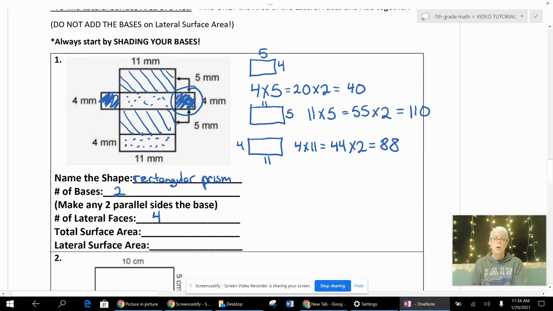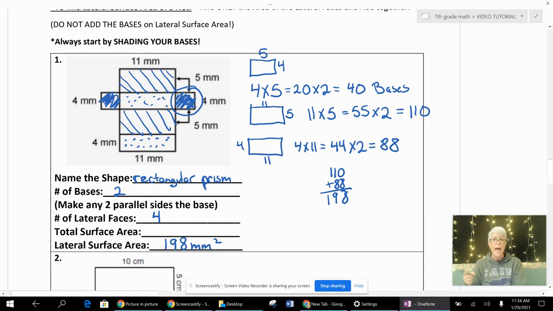Okay, now let's do lateral first. We already know that these are the bases, so I'm not going to include those. I'm just going to do the 4 lateral faces, which is the 110 and the 88. So that is a total of 198 for my lateral. And because it's area, it's going to be squared.